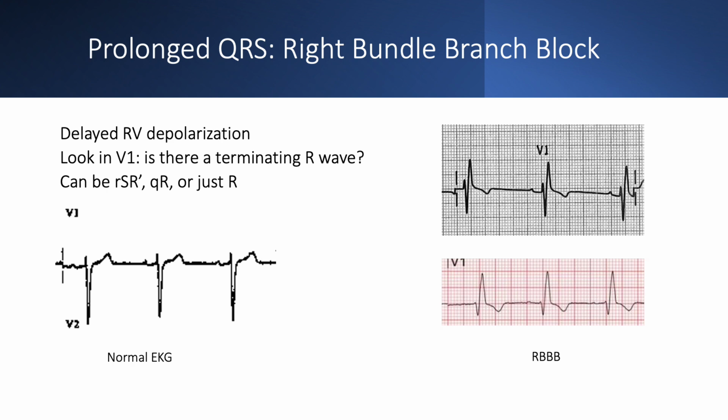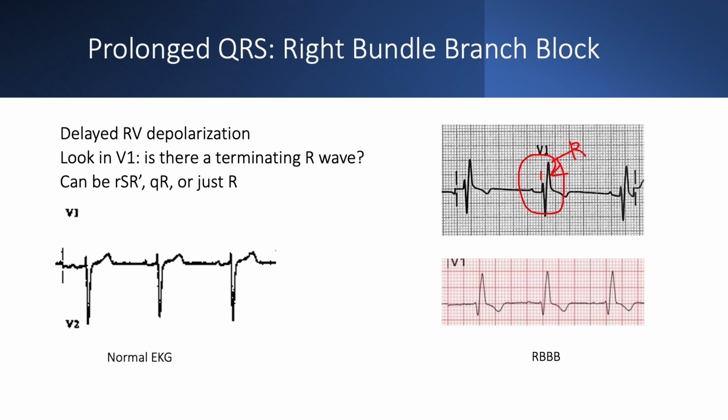As we look in lead V1, if it were a right bundle branch block, basically in that situation we have delayed right ventricular depolarization. And what I would expect to see in lead V1, if this were in fact a right bundle branch block, would be what's called a terminating R wave. And so that means that this last portion of the QRS complex is positive. So, you could potentially have the situation that we see in this example where I have an R and then an R prime.